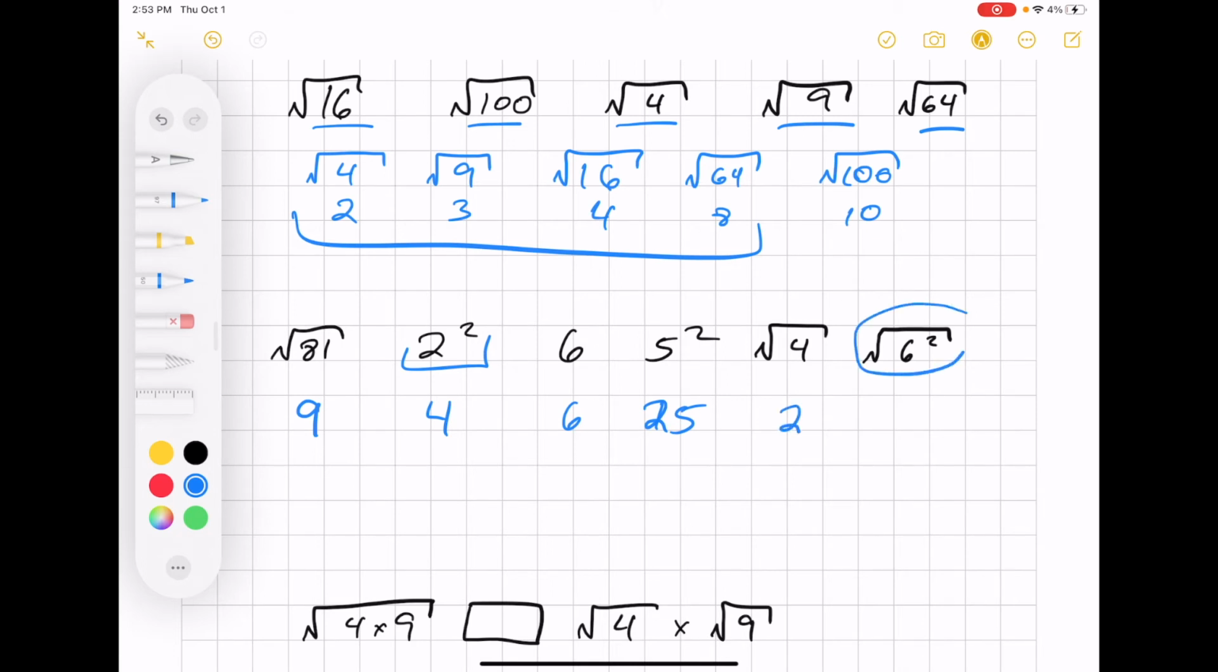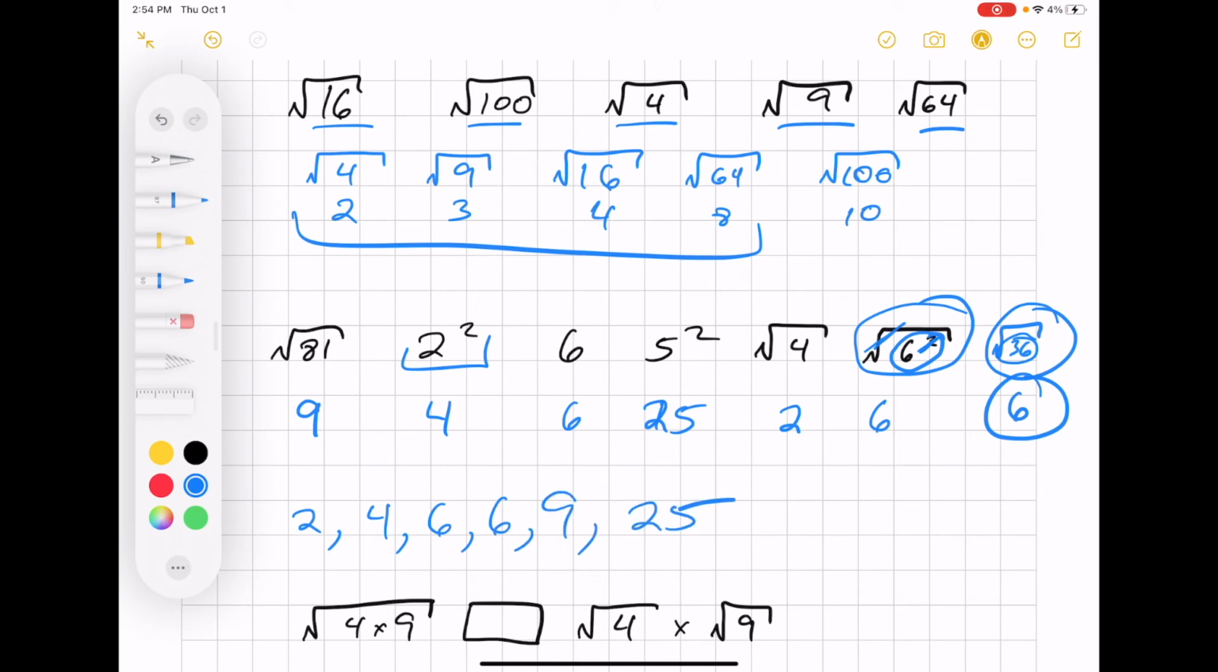This one I threw in there just as a trick. So you would do the inside first, and I just want you to pay attention to this. The inside of that would be 36, and then I take the square root of that, which is 6. So if you have a squared inside of a square root, they actually cancel each other out. And so this is proof, right? 6 times 6 is 36, and then I take the square root and I'm back to 6. Okay, so now that I know what my numbers are, I can put them in order. So I have 2, 4, 6, another 6, 9, and 25 from smallest to largest.